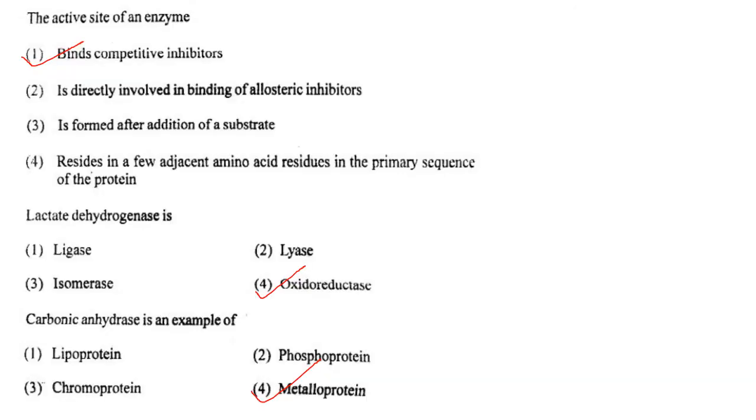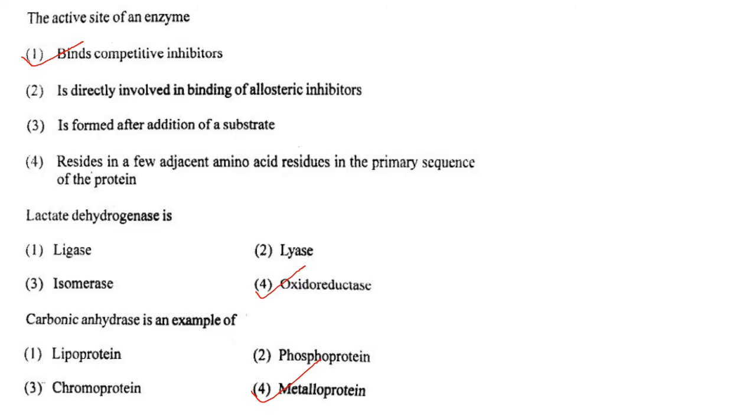Next one. The active site of an enzyme option 1 binds competitive inhibitors, 2 is directly involved in binding of allosteric inhibitors, 3 is formed after addition of a substrate, 4 residues in a few adjacent amino acid residues in the primary sequence of the protein. Answer is option 1 binds competitive inhibitors. Next one. Lactate dehydrogenase is option 1 ligase, 2 lyase, 3 isomerase, 4 oxidoreductase. Answer is option 4, oxidoreductase.